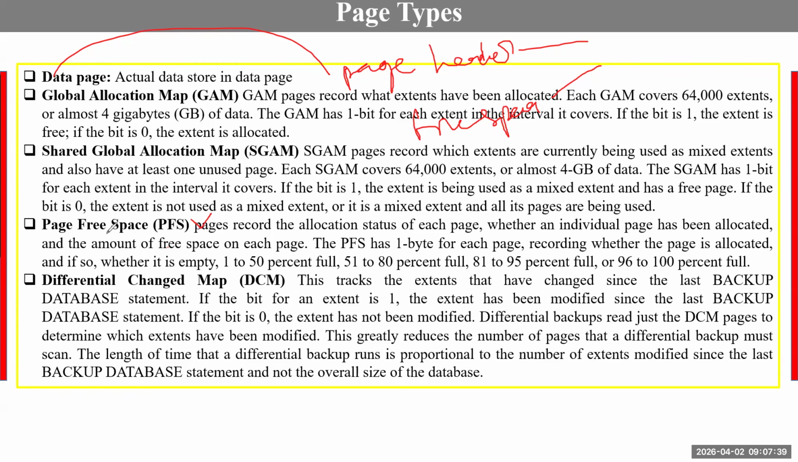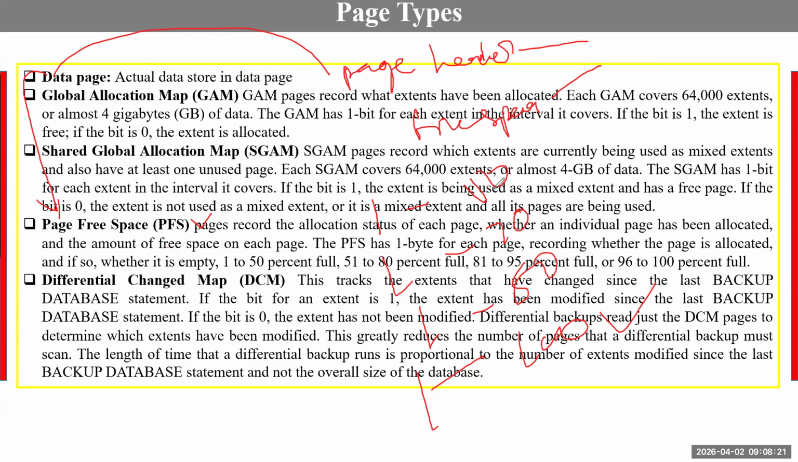Okay, the PFS page is also tracking database free space information, like in terms of 1 to 50%, 1 to 70%, 1 to 80%, 1 to 100%. 1 to 100% means completely full. So what is PFS tracking? PFS is tracking free space information about your data pages. Your data pages' free space information is tracked by the PFS page. So PFS will track your entire database usage, meaning free space information.